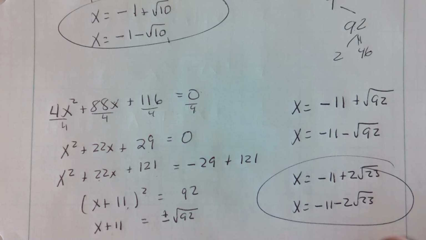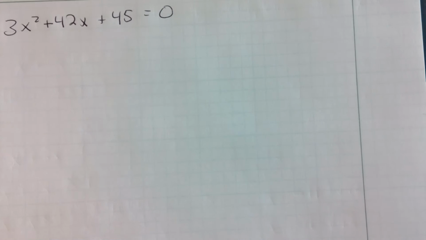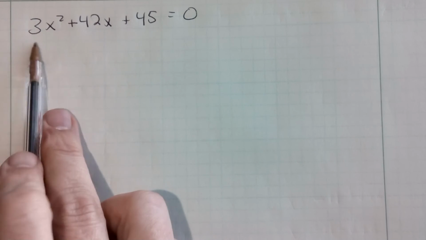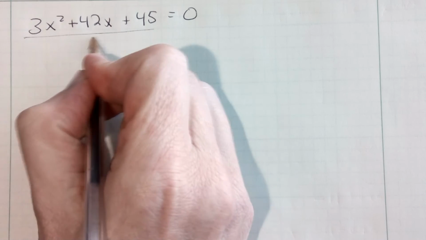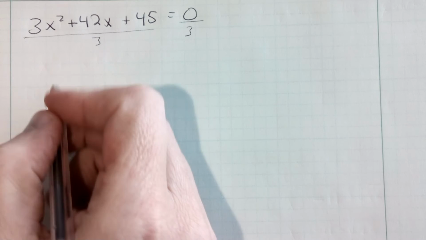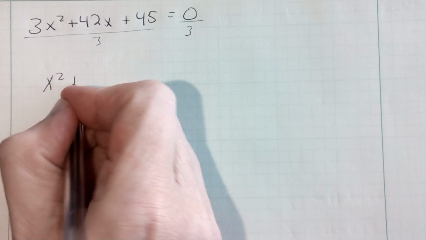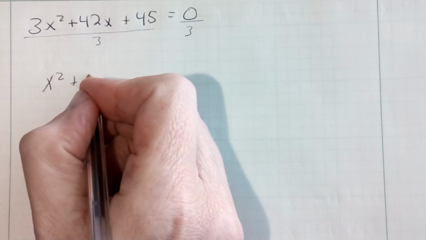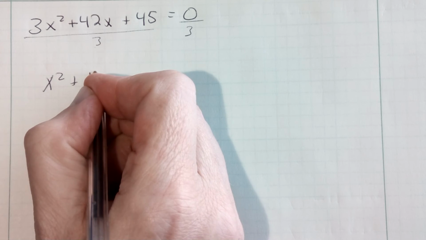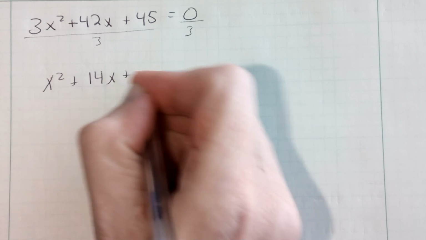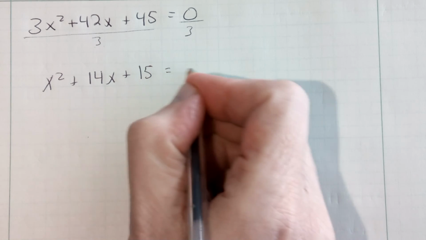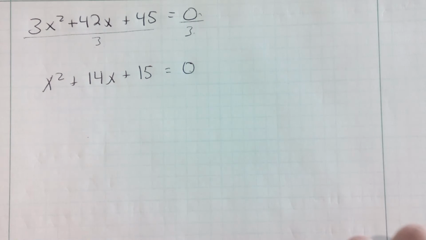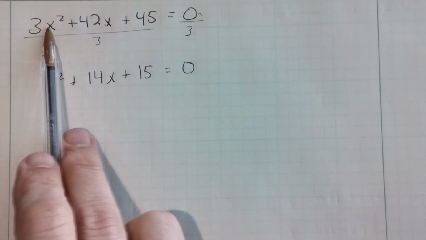All right, let's do another one. Make sure we can continue to do this. So remember, the first step is if there's any number in front of the x squared, I'm going to divide it out. So I'm going to divide both sides by 3. So that's going to give me x squared plus 42 divided by 3 is going to be 14x, plus 45 divided by 3 is going to be 15, equals 0. 0 divided by 3 is still 0. So this quadratic is the same as this quadratic.